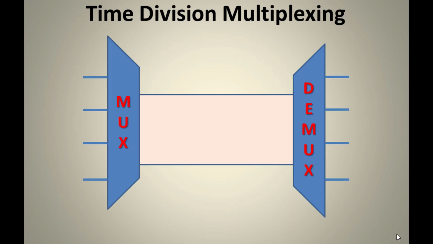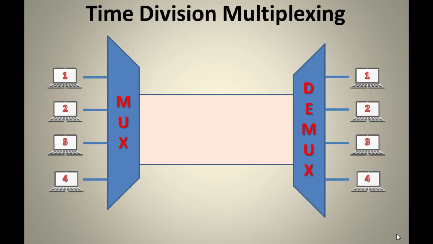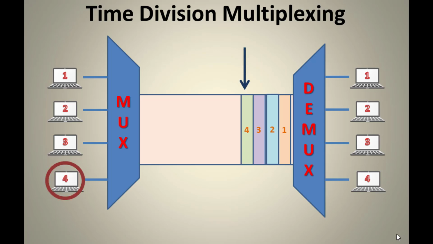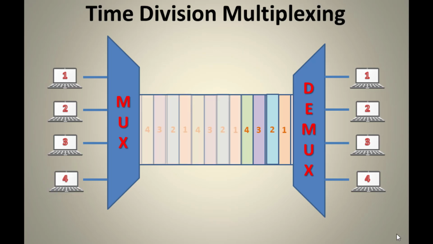So let us see how it works. On the left side we have 1, 2, 3, 4 senders, and on the right side we have 1, 2, 3, 4 receivers. We divide this particular channel in terms of time, so we create various time slots. The first slot is given to the first host, the second time slot is given to the second host, so it gets the entire bandwidth but only for a short time period. This is the third one, this is the fourth one. In this way every channel gets its share of the time slot.